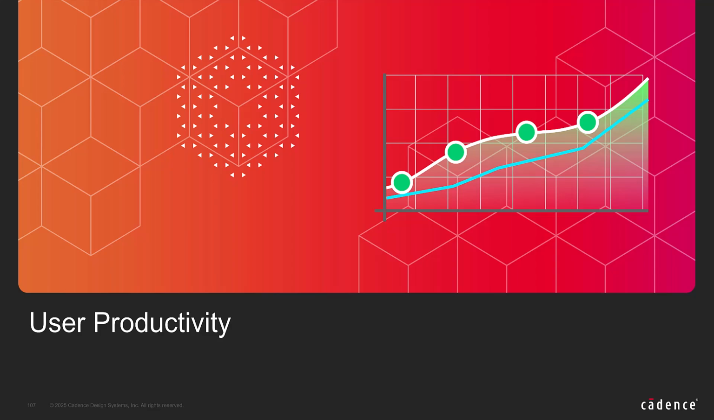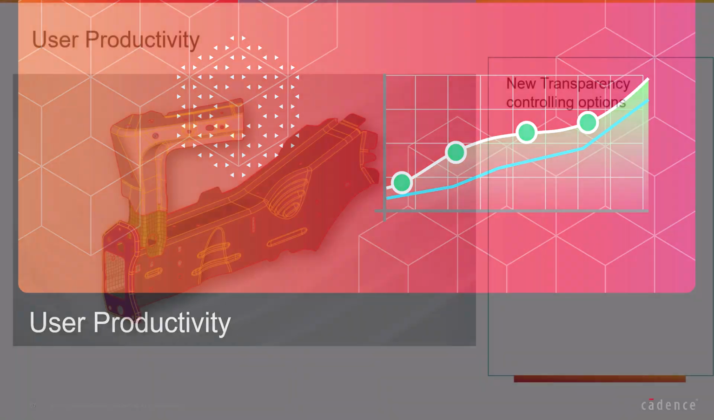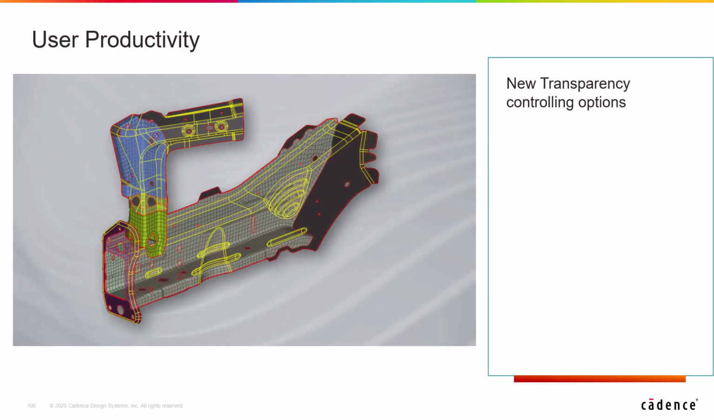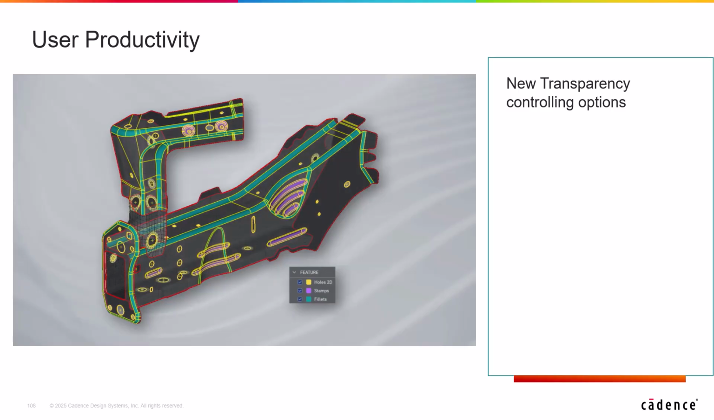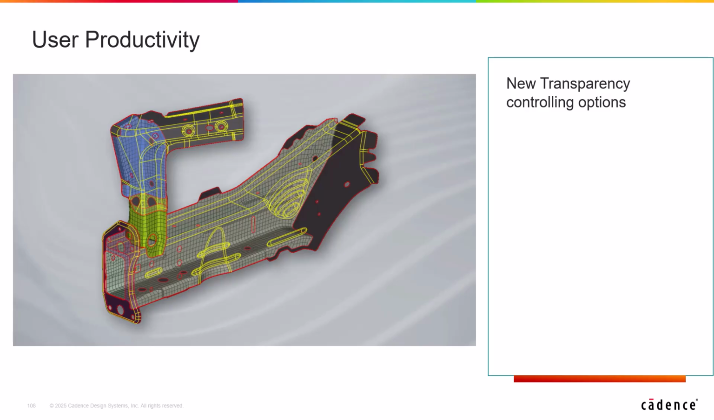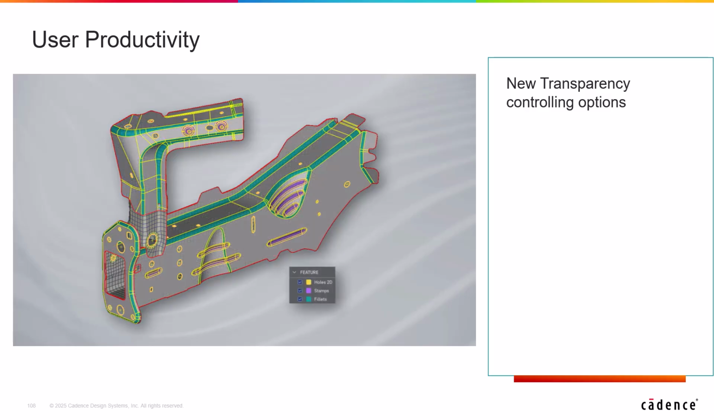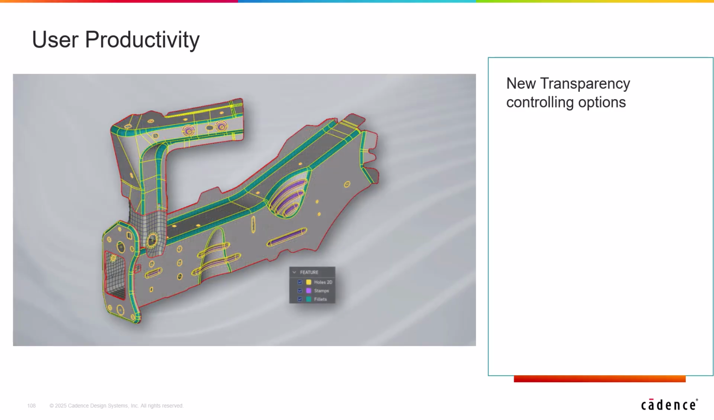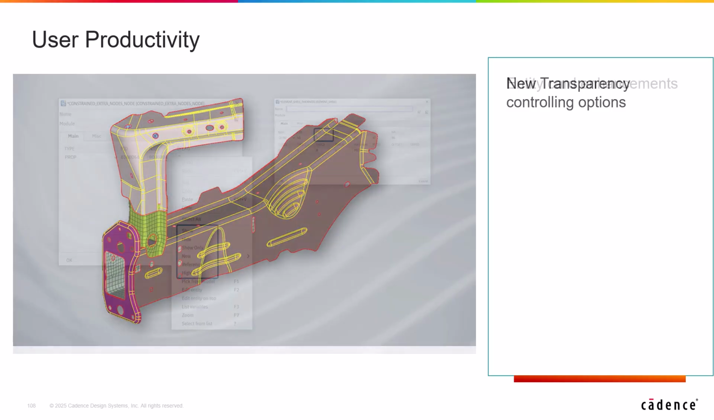Now, let's explore features that boost user productivity. We've introduced new transparency control options. You can enable transparency and adjust it individually for different entities in the model, such as FE mesh, meshed faces, and unmeshed elements. This provides a clearer and more comprehensive overview of the model.